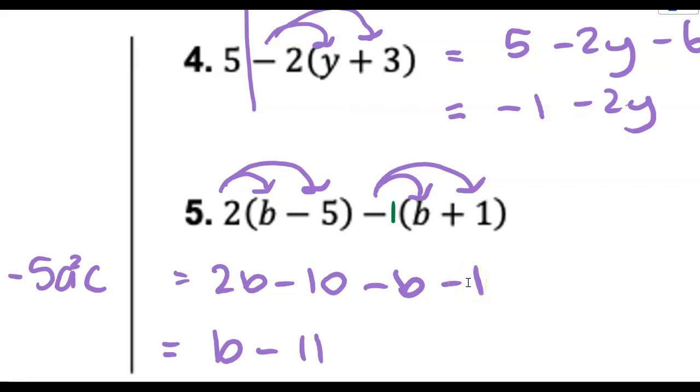You need to remember to gather like terms. 2b minus b is b. Minus 10 minus 1 is minus 11.